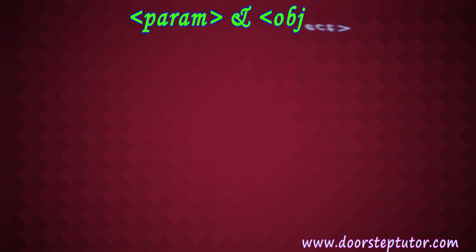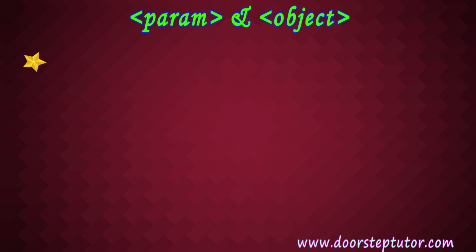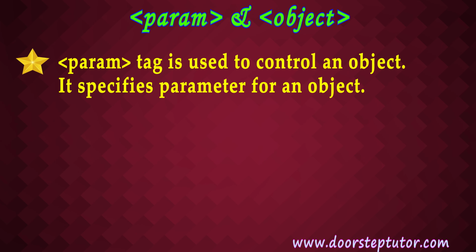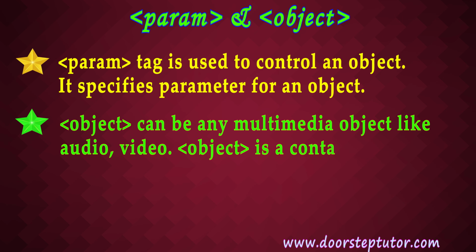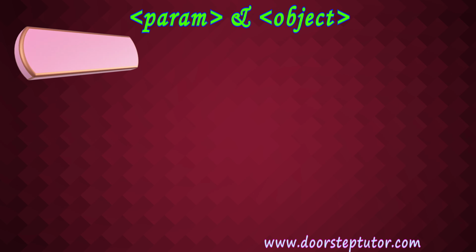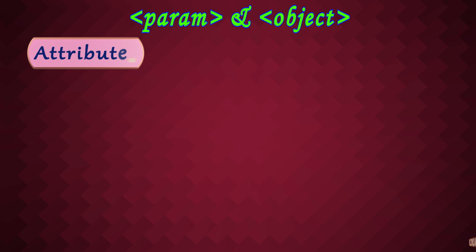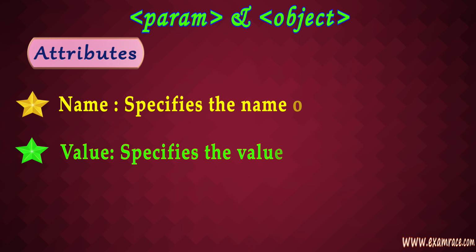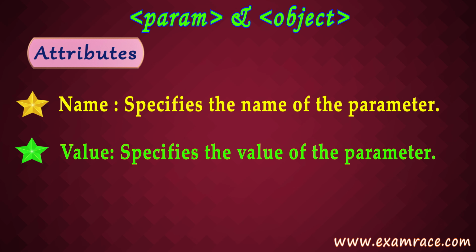It is about param and object. Param actually is a control of an object. Object is a container that basically holds a param. For example, if we want to display a video, we can use these tags. And the different attributes that work here are name and value. Simply, name means the name of the parameter we want to give, then the value of the parameter.